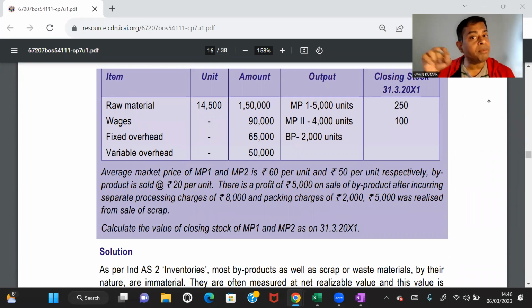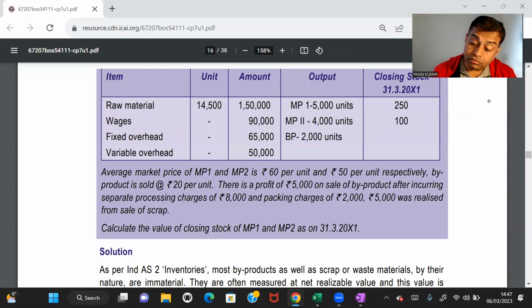Why have they given the selling price of MP1, MP2 and BP? Simple. Because common costs, joint costs are to be apportioned between these 3 products. What is the joint cost? Raw material 1,50,000, wages 90,000, fixed overhead 65,000, variable overhead 50,000. Add all the 4 and tell me how much it is. 150 plus 90, 240. 240 plus 65, 305, plus 50. Is it 355? 355 is the gross cost. That should be apportioned.